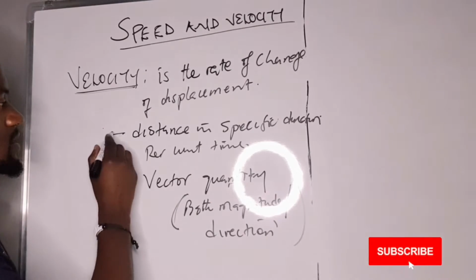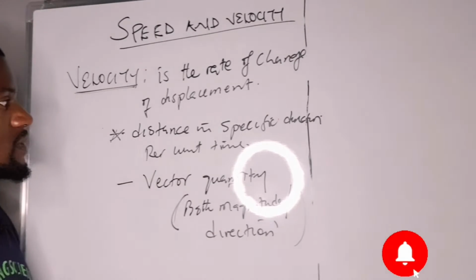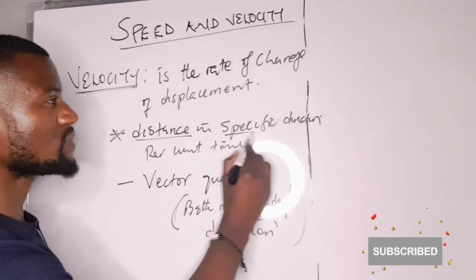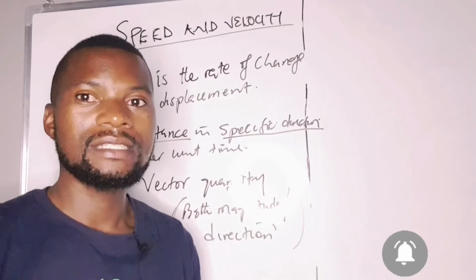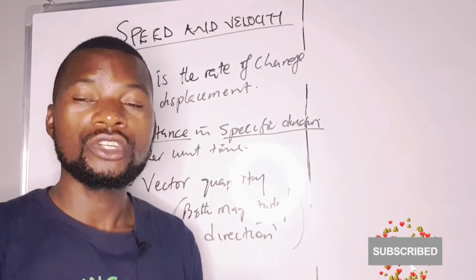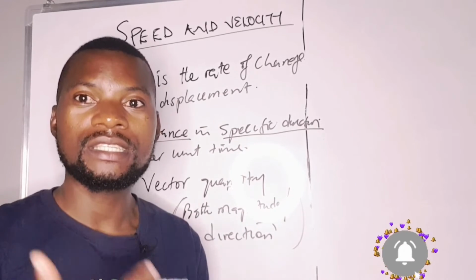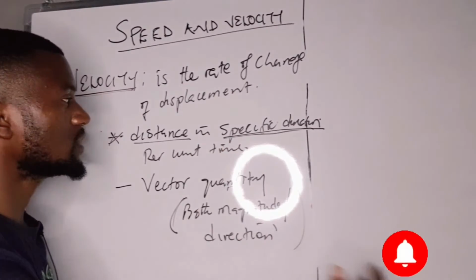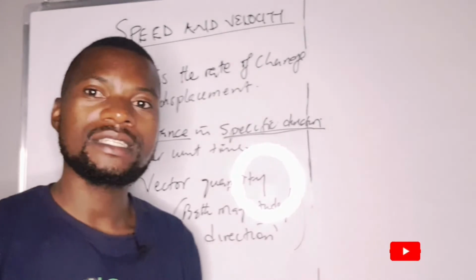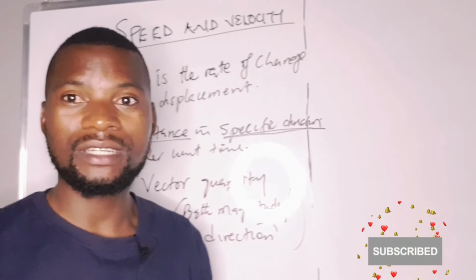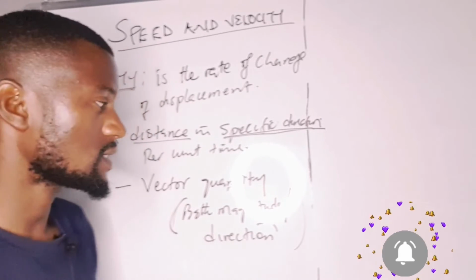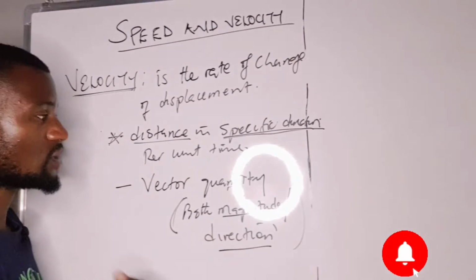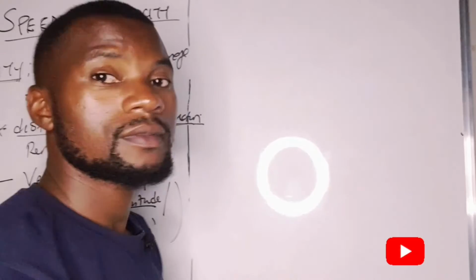So when you look at the second definition here, we are saying velocity is the change in distance in a specific direction. So it is specifying a certain direction to which a moving object is traveling. So we have a specific direction per unit time. That change in distance in a specific direction per unit time is called velocity. So velocity has got both magnitude and direction, hence said to be a vector quantity.